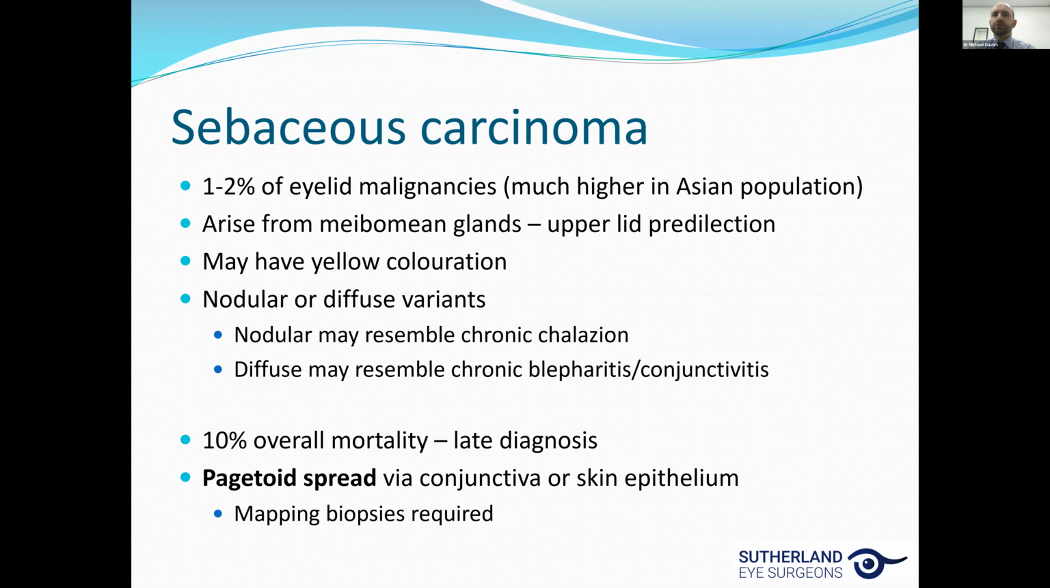And the classic histological feature is pagetoid spread, so deep to superficial spread either via the conjunctiva or the skin epithelium. So in these carcinomas, you need to do mapping biopsies from all over the periocular skin area and all within the fornices, so on the conjunctival surface, on the inside of the eyelid as well as the surface of the globe.